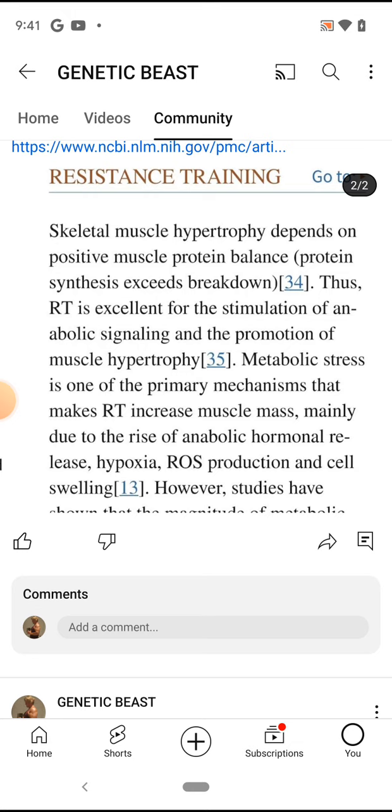What does it say here? Skeletal muscle hypertrophy depends on what? Positive muscle protein balance. Protein synthesis exceeds breakdown. Thus, RT is excellent for this stimulation of an anabolic signaling and promoting of muscle hypertrophy.